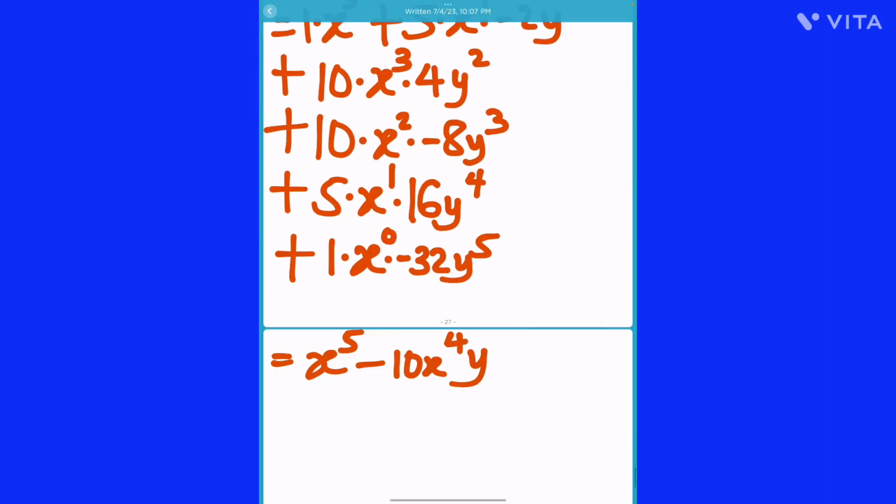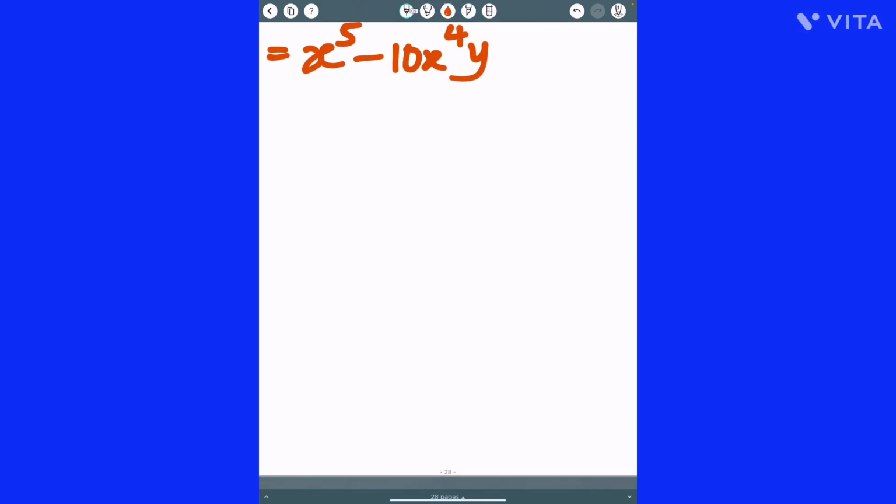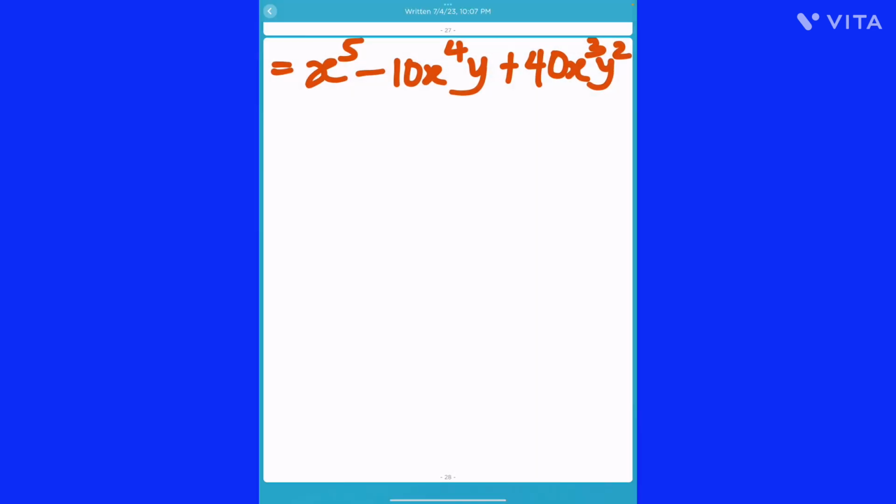So third term. What's my third term? Let me simplify that too. All of this is my third term. So I'll multiply the constants in it first. Plus 10 times plus 4 is plus 40. So that's plus 40x cubed y squared, not y. Plus 40x cubed y squared.